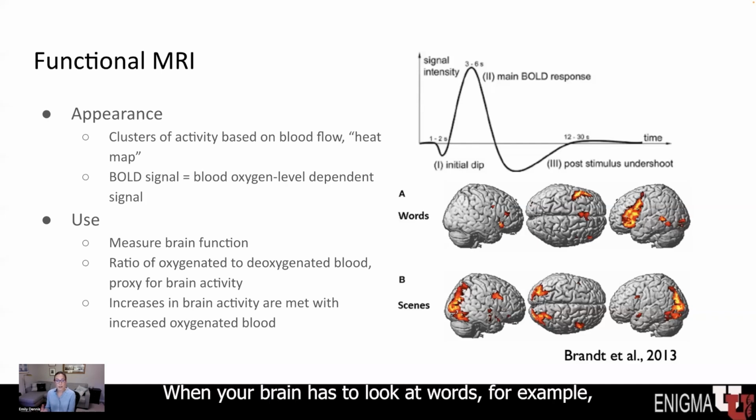So when your brain has to look at words, for example, the part of your brain that's responsible for reading words and making sense of them is going to be more active. So it's going to require more oxygenated blood. Oxygenated blood flows to that region, and then the ratio of oxygenated blood to deoxygenated blood is tipped one direction. And this is important because blood, when it's carrying oxygen, has a different magnetic signal than blood that is deoxygenated.